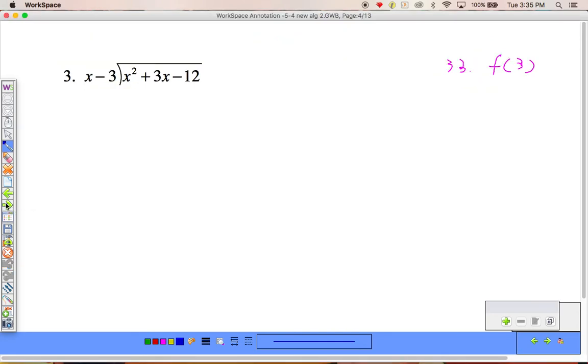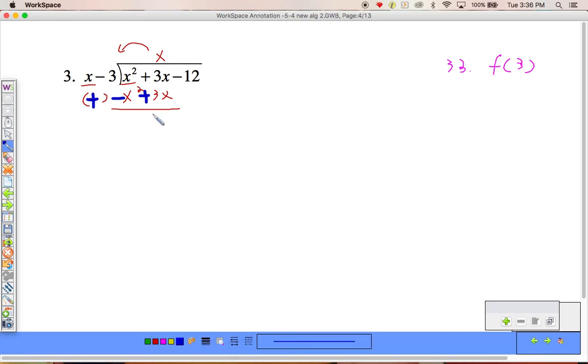All right. x minus 3 divided into x squared plus 3x minus 12. All right, so if you think you got it, pause the video and do the math. But if not, I'll go through it. I'm going to look at these two again. What times x gives me my x squared, and I'm going to say x. I'm going to distribute. And then subtract. I don't want to subtract because it confuses me.